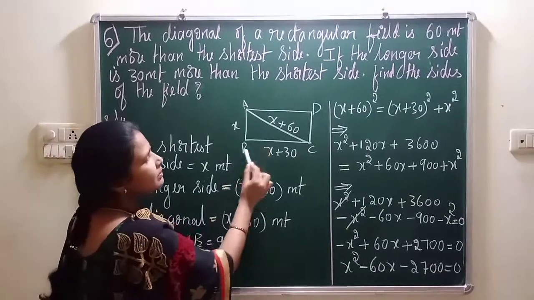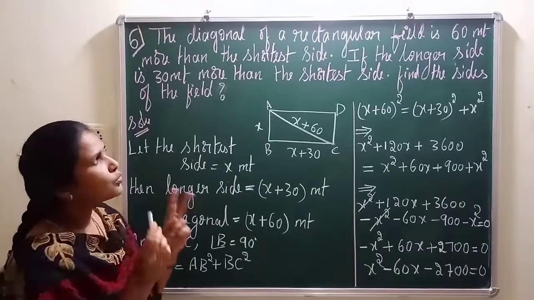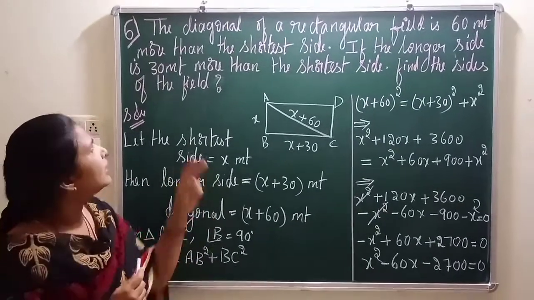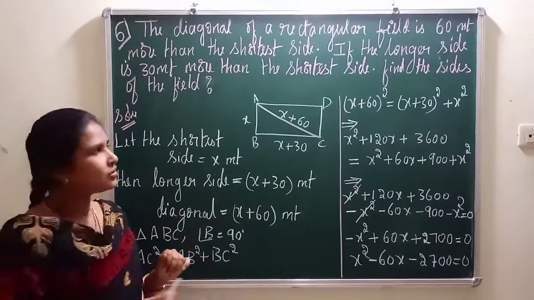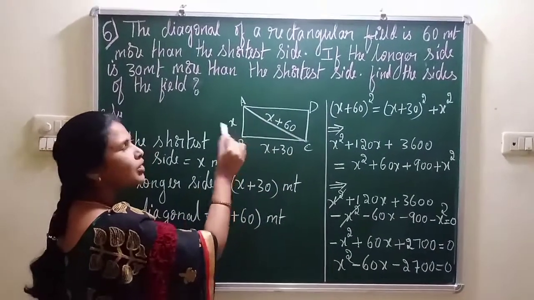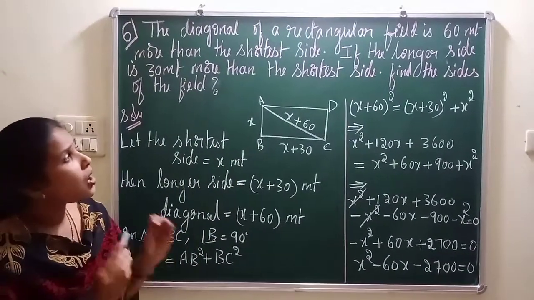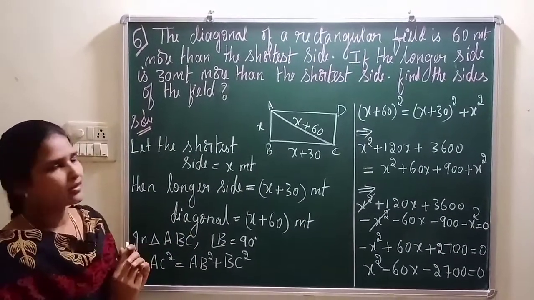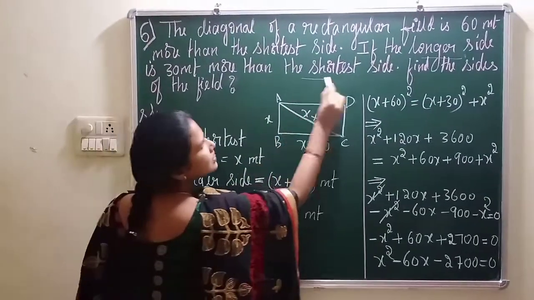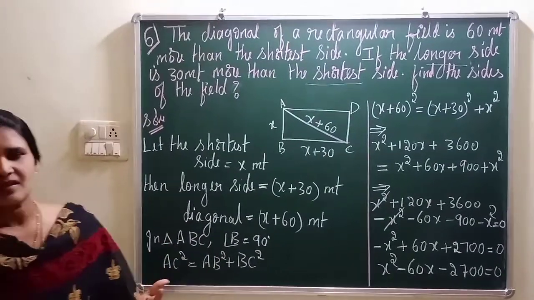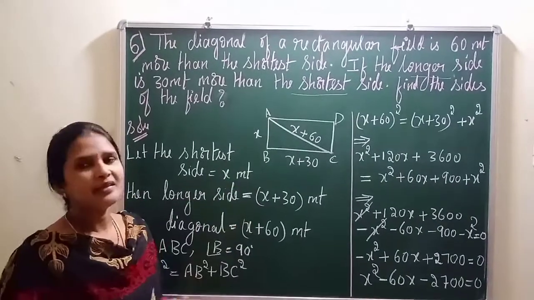So let me consider ABCD a rectangular field, and here you can clearly observe there are two statements, that is, two sentences. In the first sentence, the diagonal depends upon the shortest side. And in the second sentence, the longer side depends upon the shortest side. So you can take either the second sentence or the first sentence to start the equation. I am taking the second sentence.